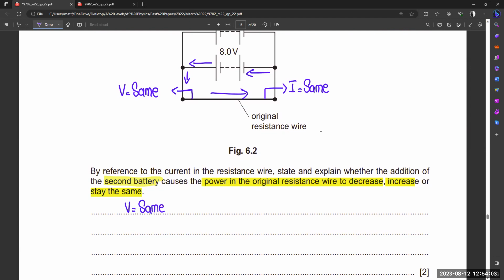and mention that the current in the wire remains the same and the potential difference across the wire remains the same, because we are only talking about that wire. If you just write the voltage, it sounds like we are talking about the whole circuit, right? So the current and potential difference remain the same, and finally you get the same value of power dissipation in the wire. Okay, so this is the concept.